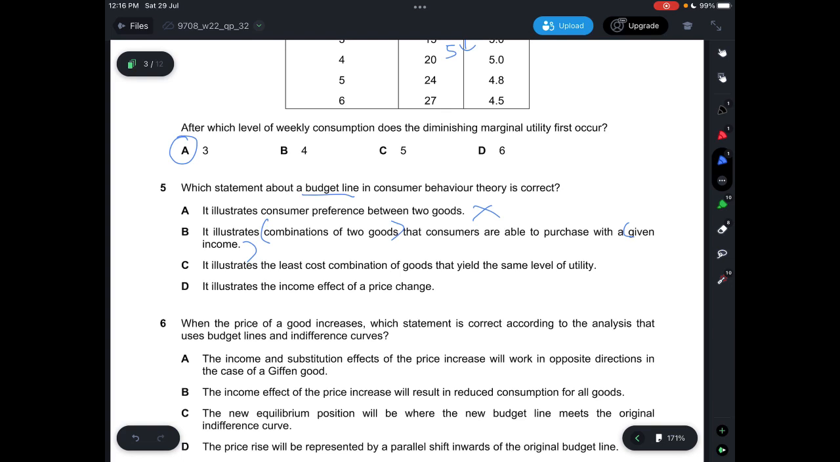C says it illustrates the least cost combination of goods that yield the same level of utility, which is incorrect. And then D, it illustrates the income effect of a price change. The income effect of a price change is not what the budget line is exactly used for in this case. Okay, we're talking about only one budget line, so D is incorrect. So the answer is B.